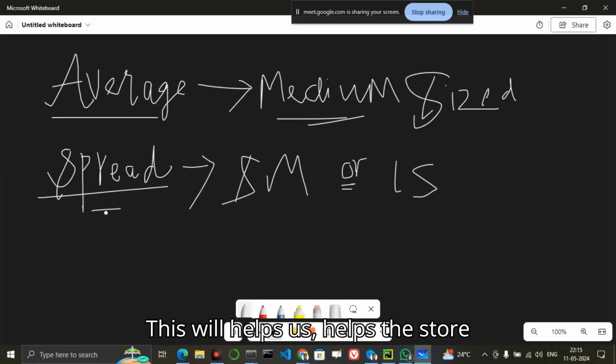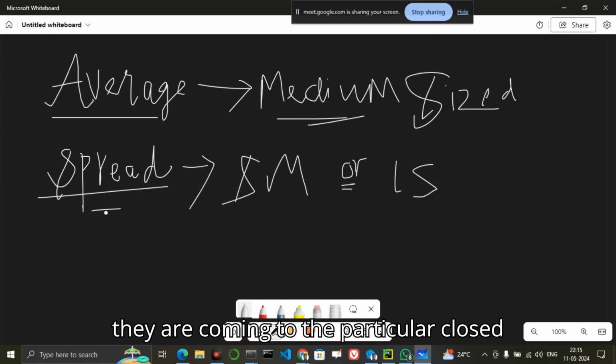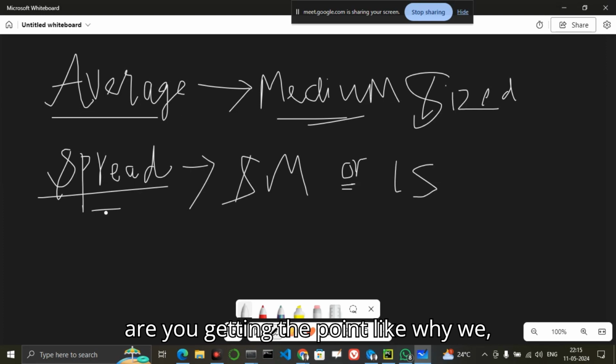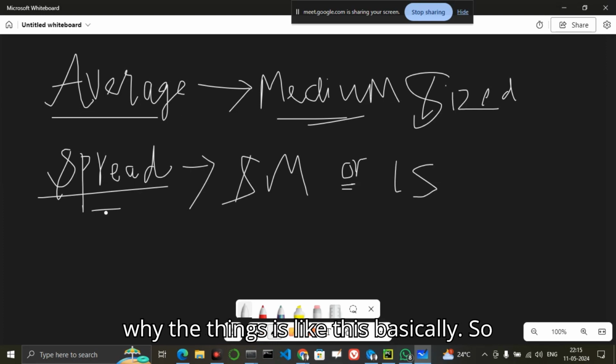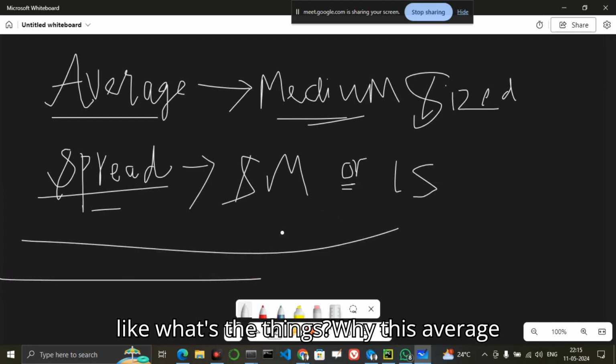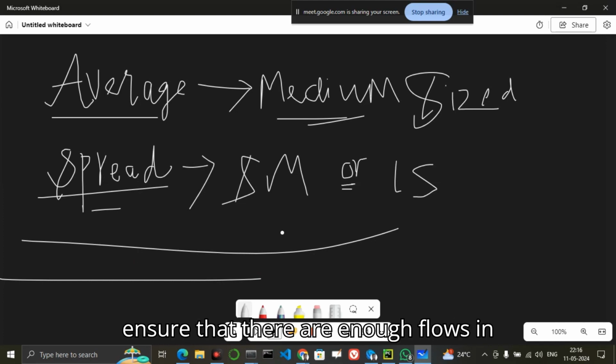So this helps the store owner to plan the inventory better, so that there will be enough clothes for each size for each customer coming to the clothes showroom. Okay, are you understanding? Are you getting the point, why things are like this? So at the conclusion you understood why we only talk about average and spread. It helps the owner plan inventory better and ensures that there are enough clothes in each size for the customers.